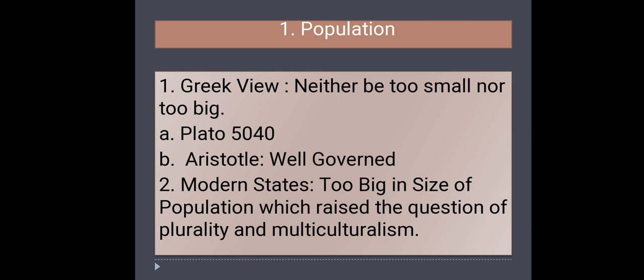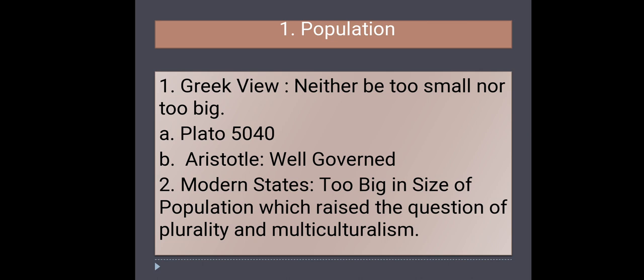Now a genuine question may arise: how much population is required? Will it be a definite population, or may it change, or can there be a fixed number? There are thousands of questions in mind. But if we talk about the small Greek city states, which were very small in size, the Greek view was that population must be neither too small nor too big. For example, Plato had even fixed the number at 5040. Aristotle hadn't fixed a number, but he said that the population must be well governed, and its size must not be that large.